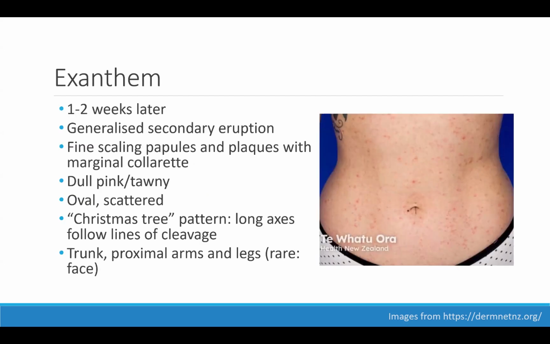1 to 2 weeks later, the patient develops an exanthem, which is a generalized secondary eruption of fine scaling papules and plaques with a marginal collarette, and the color is often dull pink or tawny. These lesions are oval and scattered, often in a Christmas tree pattern, as you can see in the picture, which means along the long axis following the lines of cleavage. Sites of distribution include the trunk, as well as the proximal arms and legs, and very rarely on the face.